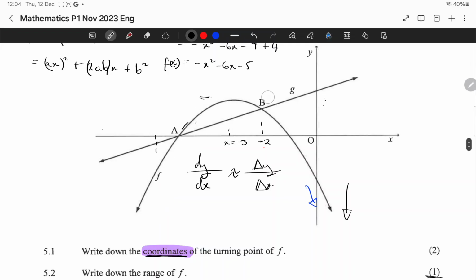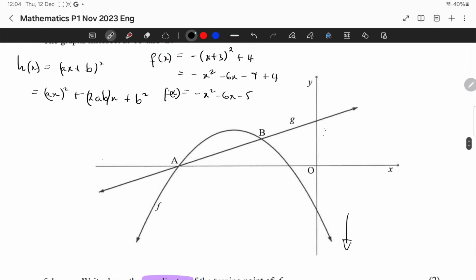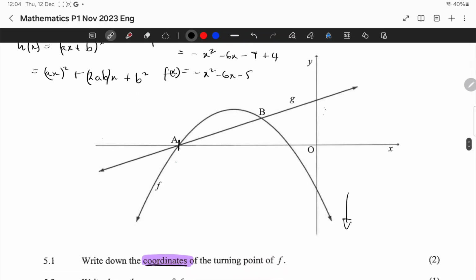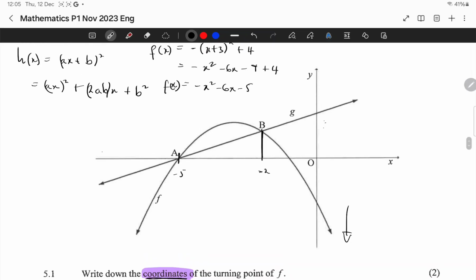So let me just clear this up. This is scribbles from the previous questions. If you haven't looked at them, look at the previous video that I uploaded. So this is what we have here. X at a, which we know from earlier is -5, and x at b we know is -2, right?